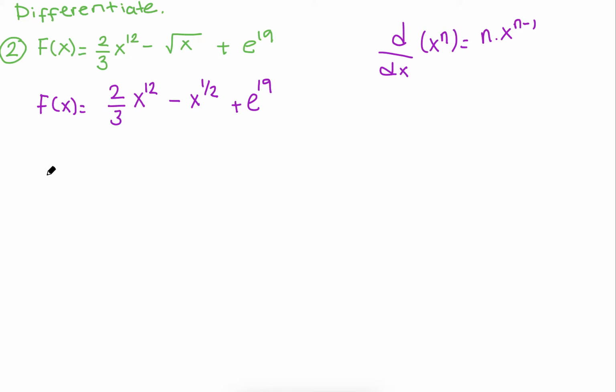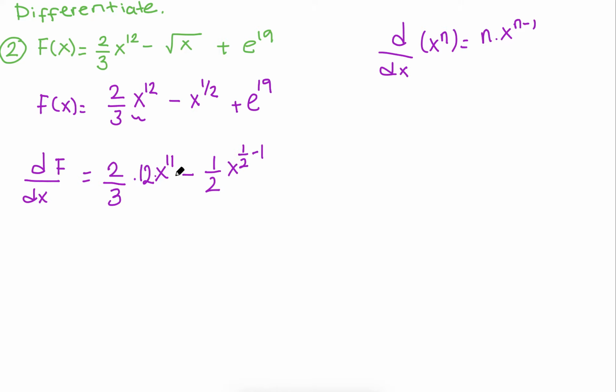So now let's take the derivative. I'll use the Leibniz notation. The derivative of big F with respect to x is equal to coefficient times x to the power. So the coefficient stays. Now apply the power rule for x to the 12. That means we're going to write 12 times x to the power 11 minus, applying the power rule for x to the 1 over 2, so we'll have 1 over 2 times x to the 1 over 2 minus 1.